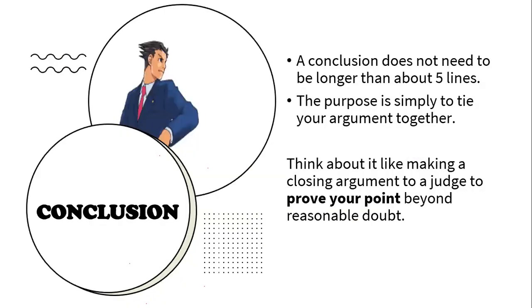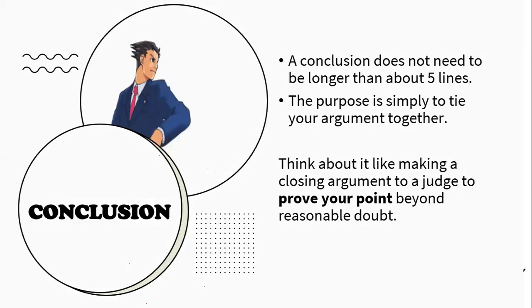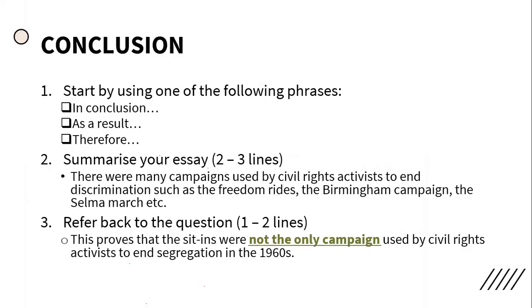Whew, that's a lot. Now we're finally on the conclusion. A conclusion doesn't need to be longer than about 5 lines. The purpose is simply to tie your argument together. Think about it like making a closing argument to a judge to prove your point beyond reasonable doubt. So many kids get stuck and ask, Miss, how do I start the conclusion? You can always use these words: in conclusion, as a result, or therefore.